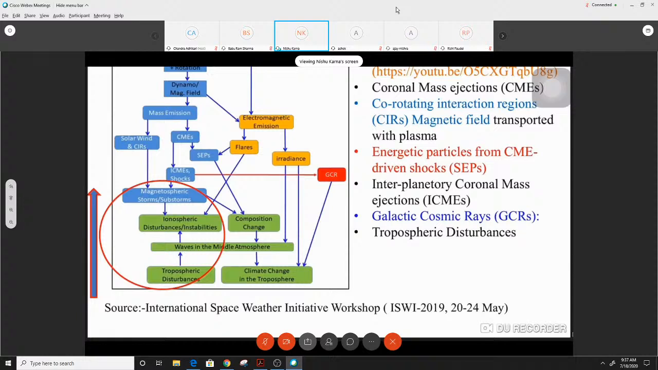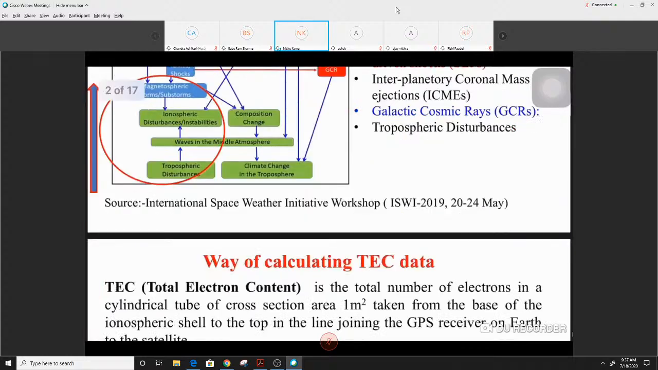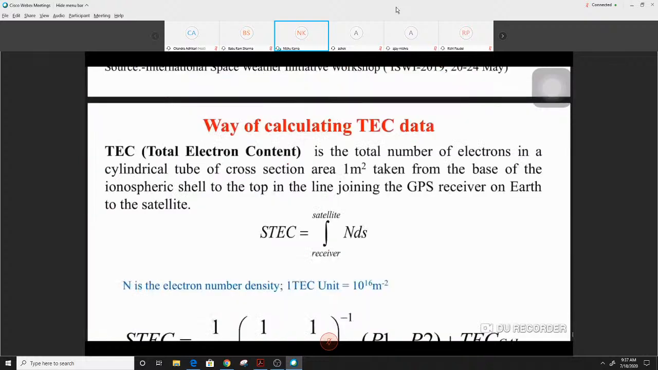My aim is to find out whether there is any abnormal signature because of the earthquake in the tropospheric as well as the ionospheric disturbances. So we choose the earthquake anomalies behavior of the ionosphere. For this, we have to take the total electron content of the ionosphere. This total electron content is the total number of electrons in a cylindrical tube of cross-section area 1 meter square, taken from the base of the ionospheric cell to the top, in the line joining the GPS receiver on Earth to the satellite. Here, n is the electron number density, and 1 TECU equals 10 to the power 16.